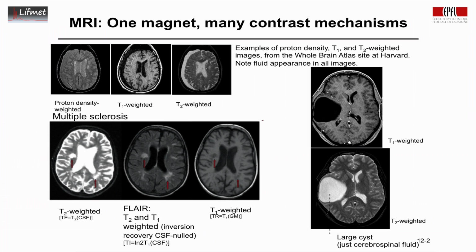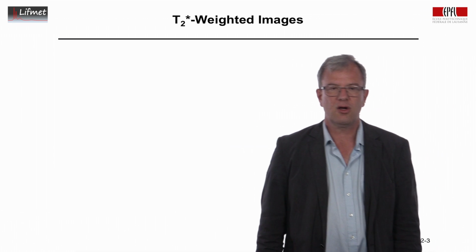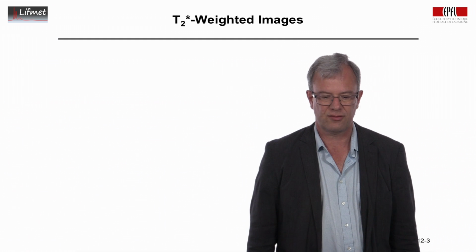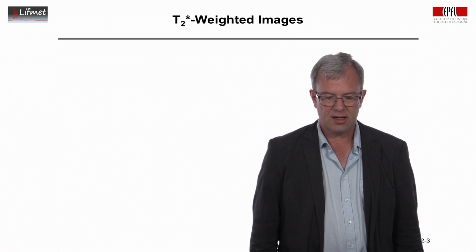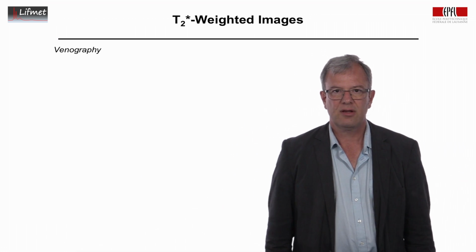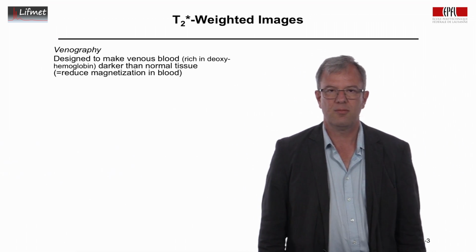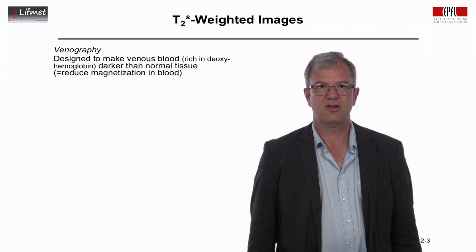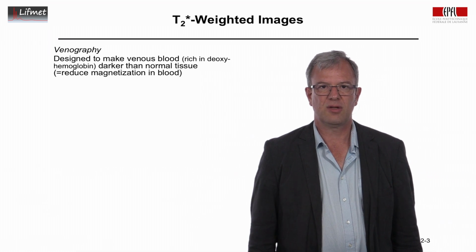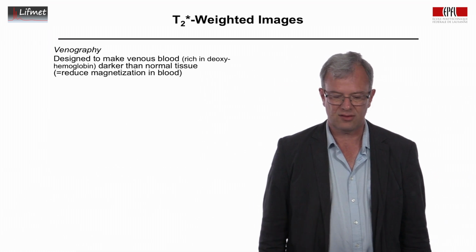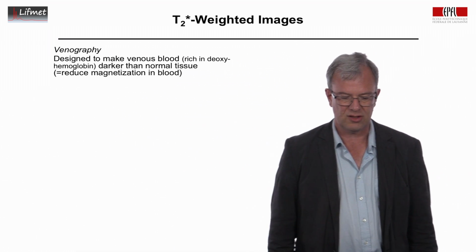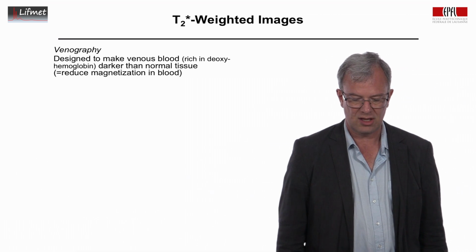Another contrast I want to discuss this week is T2 star weighted. We're actually going to discuss this contrast first. And with T2 star weighting, what is often done is venography. And the goal here is to use experimental conditions at which point the magnetization that's in the venous blood has decayed. So the signal from venous blood is darker than normal tissue. So it's a reduction in magnetization in blood.